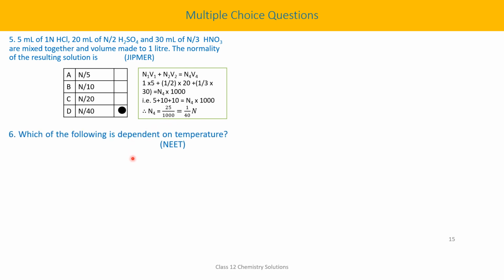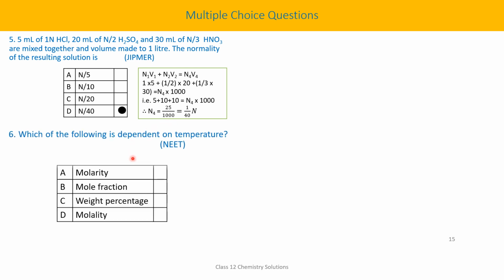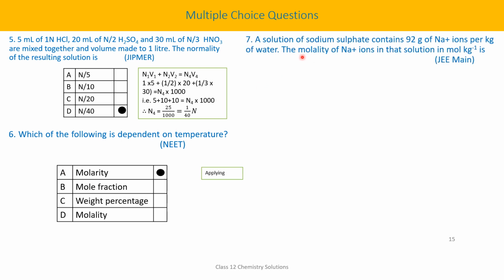Which of the following is dependent on temperature? Option A is molarity, B is mole fraction, option C is weight percentage and D is molality. So which one is dependent on temperature? You have to analyze and remember and mark A as the correct answer.